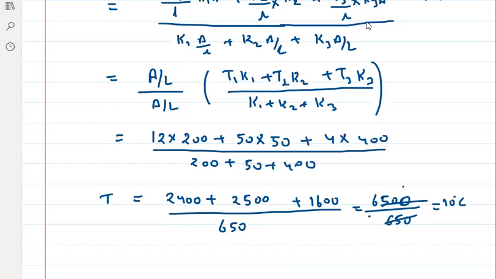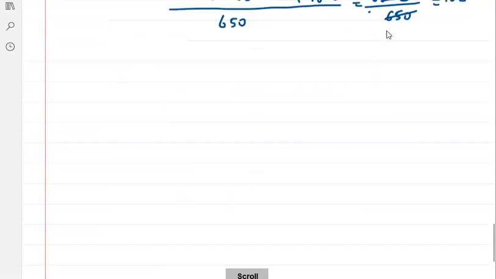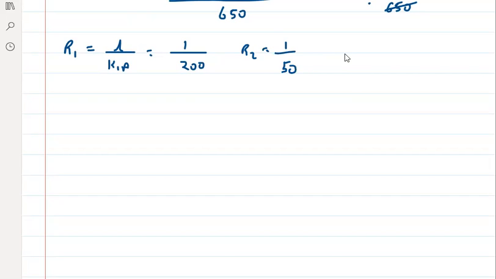Now what is method 2? Method 2 is to find R1, R2, R3 first. So R1 is L by K1A, which is 1 by 200, because everything else is the same, for aluminium. R2 is equal to 1 by 50. R3 is 1 by 400. Then put it in the equation and solve it.